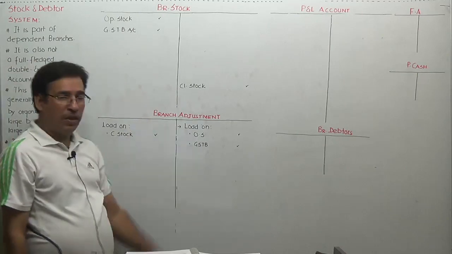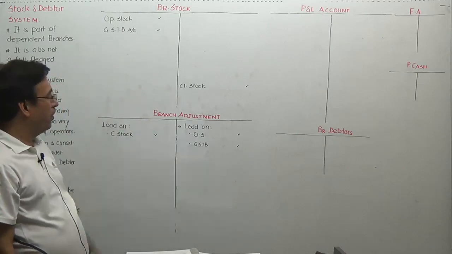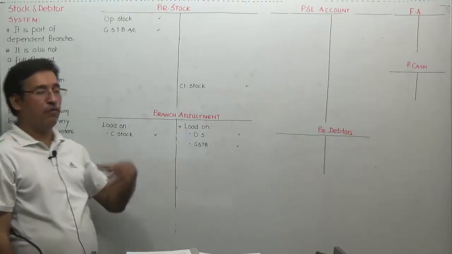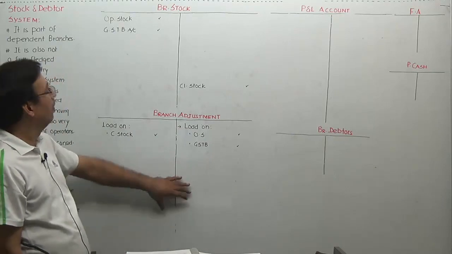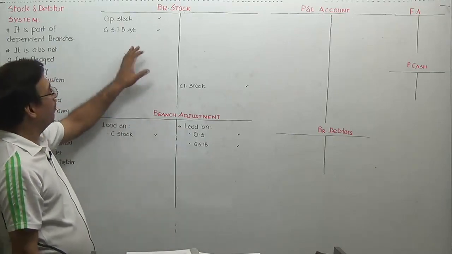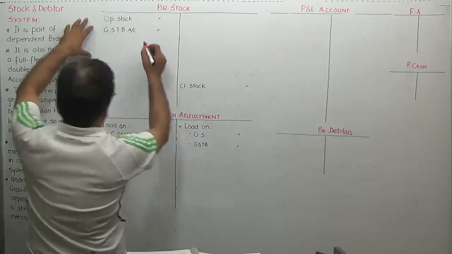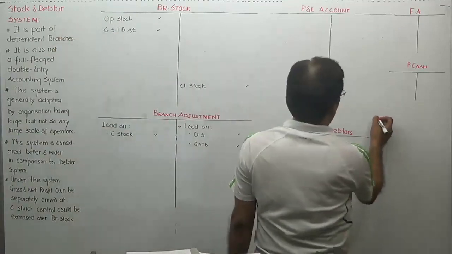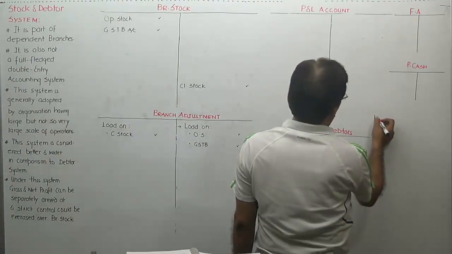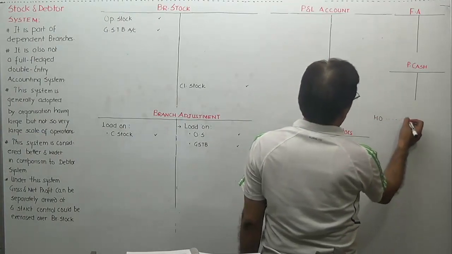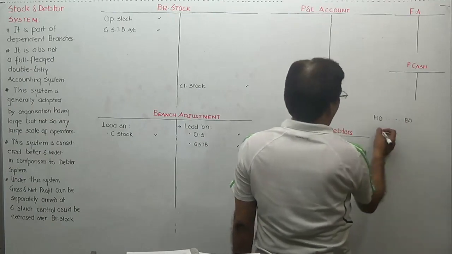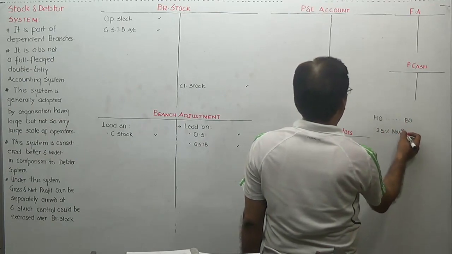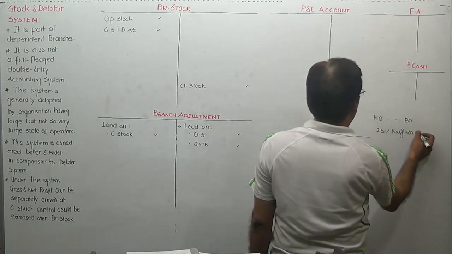But you must also understand the significance of branch adjustment accounts, because without understanding the deeper significance of this, it is futile to do this particular question, this particular concept. See here. Suppose I'm just taking an imaginary case. You need not write anything. Suppose head office sends goods to branch at 25% margin on cost.